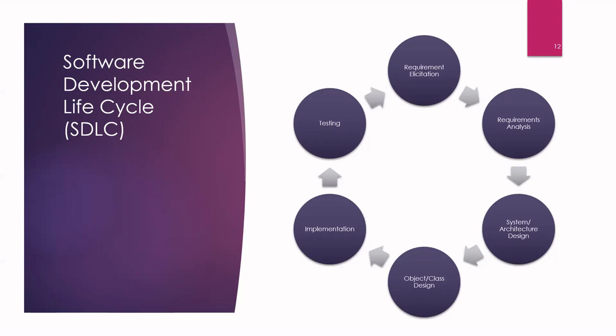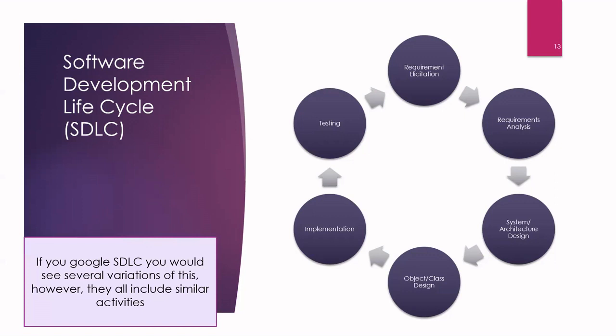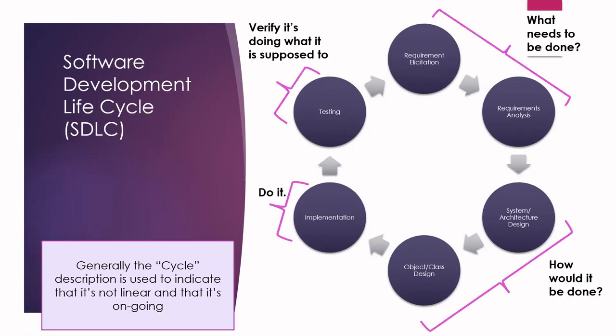Okay, but we now will focus on the development part. So if you Google software development cycle, you will find different variations, but more or less they have the same types of activities. So we have general activities that we want to figure out what needs to be done. Okay, so these are the requirement related activities. Okay, what needs to be done, and then the design related activity.